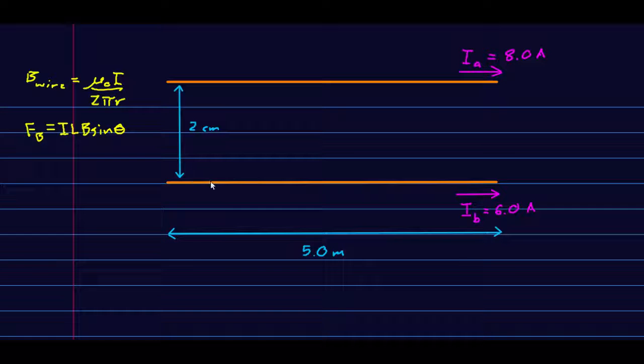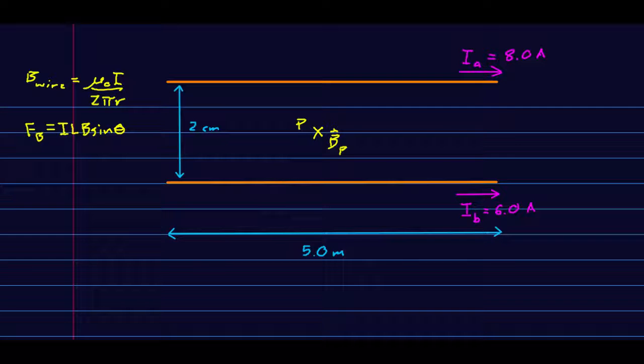Let's practice using all of this to calculate something. Here's this setup again with these two wires A and B parallel to each other. And before, in a previous lecture, we looked at how to find the B field at a point P.